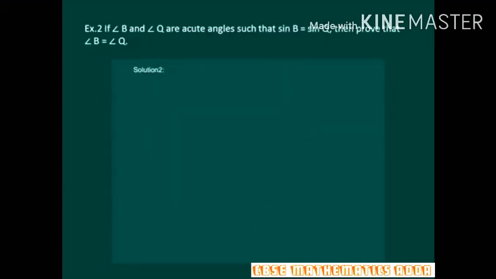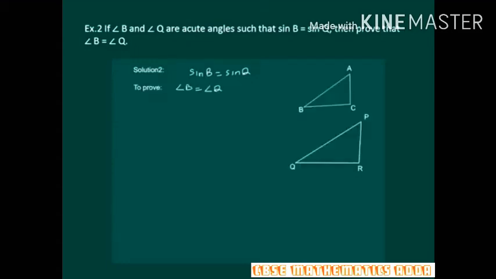Next question. If angle B and angle Q are acute angles such that sin B equals sin Q, then prove that angle B is equal to angle Q. So consider the two triangles ABC and PQR. We have to prove angle B equal to angle Q.